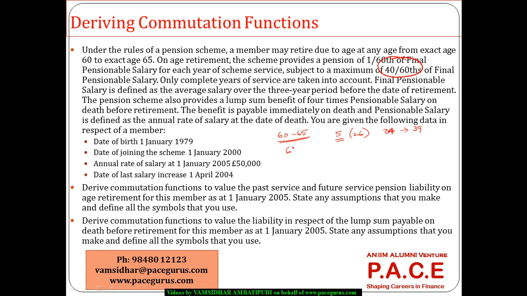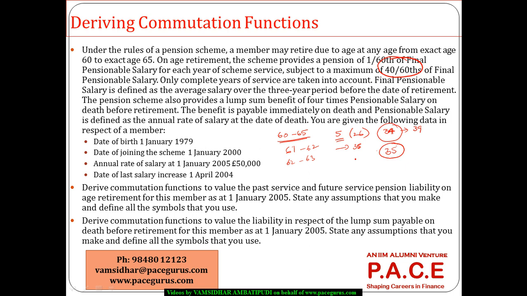But if he is retiring anywhere after 61, 61 to 62 or 62 to 63, in all those cases, he is directly receiving 35 years only, because 40 by 60 of the pensionable salary is already coming out. So only if the retirement is occurring between 60 and 61, the number of future years I will take as 34. But if it is anything above 61, I will take the number of future years as 35 only. I will not increment year over year, because 40 by 60 is already getting met.